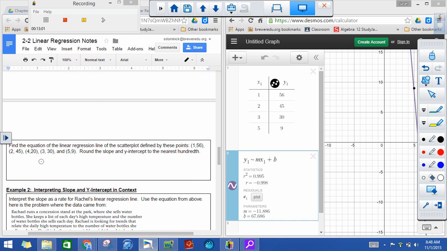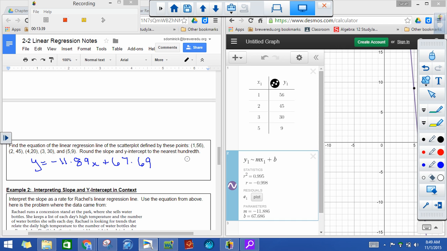So all I need to do is put that information in, so it's always going to be y equals, right now. My m is negative 11.886, that 6 will bump the 8 to a 9. So my slope, my m, is negative 11.89. Oh, that's an ugly 8. And then x, and my b is a positive 67.686. That last 6 will bump that as well. So plus 67.69. That's my regression line.